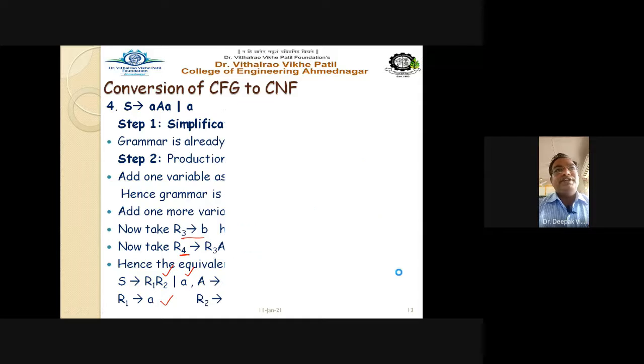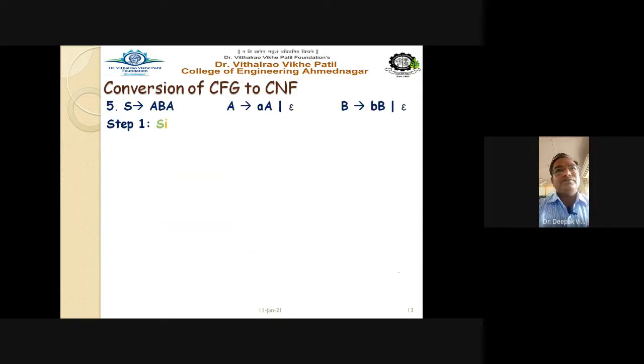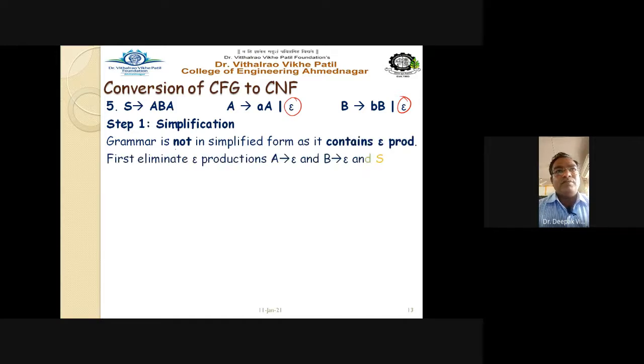Now let us go to the next example, number 5. See here. Now in this example, the epsilon sign is there. Now this epsilon is given here. Now see, the first step is the simplification, and we have to simplify the grammar. Now the grammar is not in a simplified form, as it contains the epsilon production, because A gives epsilon, B gives epsilon. Now see it carefully, listen carefully, and observe how it is being solved here. So definitely S gives epsilon.